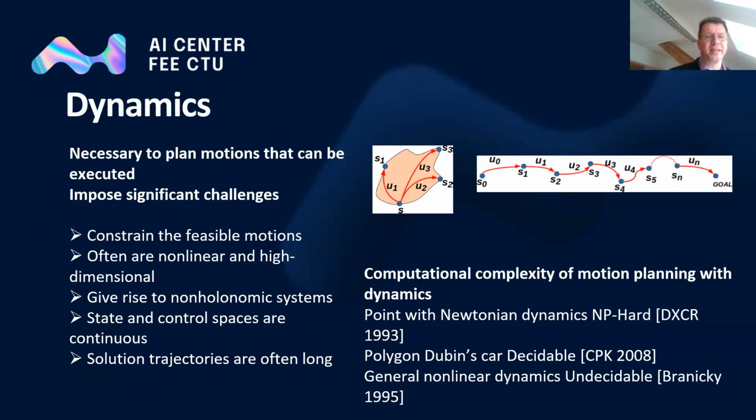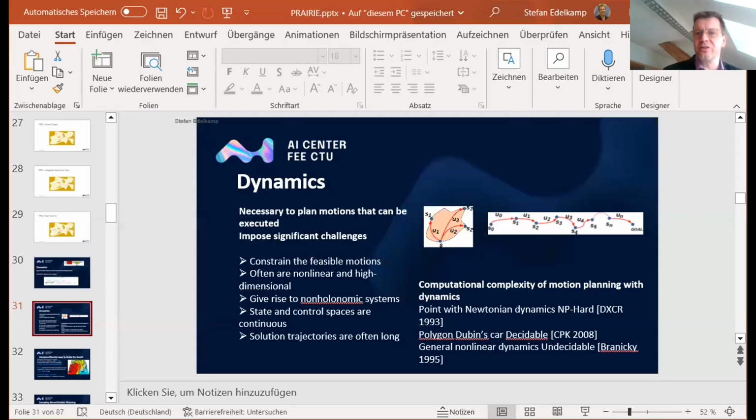So if you look at the dynamics and the complexity of the problem, what you have to do is necessarily plan motion that can be executed, and that imposes significant challenges. So you constrain the feasible motions. So you're often nonlinear.